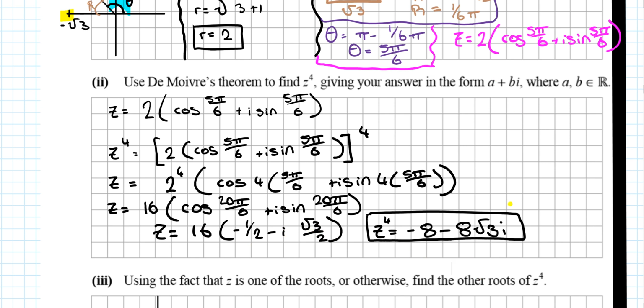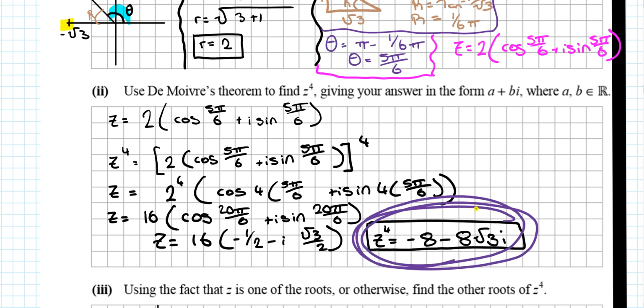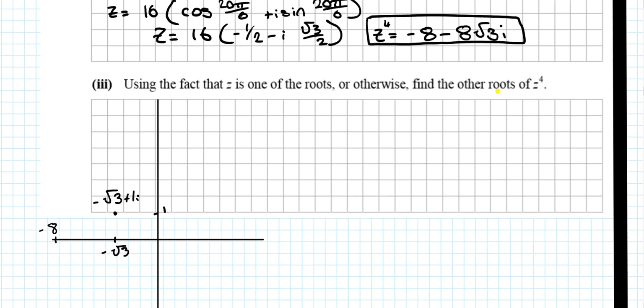The next bit's a little bit more difficult. If I was to go z to the power of 4 is equal to minus 8 plus 8 root 3i, I'd have to put that to the power of a quarter to find z on its own. So think power of a quarter, you generally think general polar form. And with general polar form, how many answers should you get? You should get 4 answers here because the power is a quarter. And that's not what the next question is actually asking us to do.